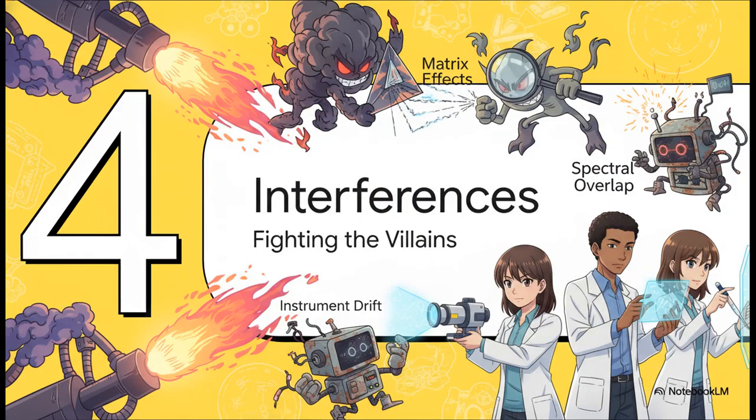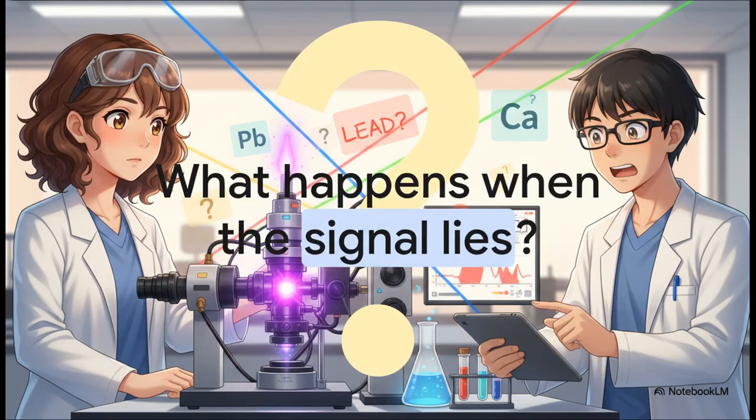Section 4. Navigating interferences and limitations. Fighting the villains. Let's talk about the tricky part of analytical chemistry, the stuff that tries to mess up our data. Because, look, no technique is perfect. Imagine you're in the lab testing drinking water, and your readout suddenly shows a massive, terrifying spike in highly toxic lead. Panic sets in, right? But is it really lead? Or is an interfering element tricking your detector into seeing lead at that exact same wavelength?